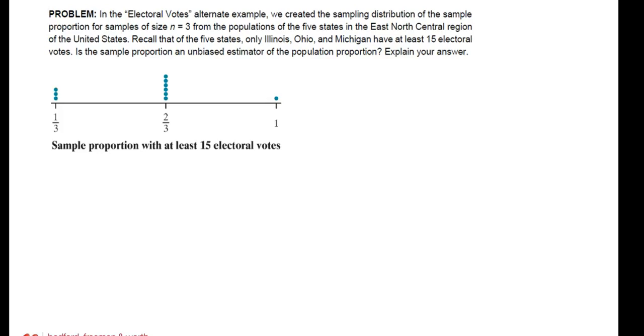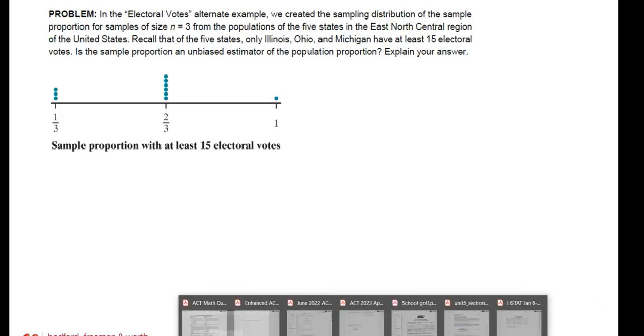Remember, we talked about the electoral votes the other day, or at least we might have. Sort of 3 states that have at least 15. This is called the sampling distribution of the data, in this case the delegate data: the sample proportion with at least 15 electoral votes. So is this an unbiased estimator? I don't know. Let's get our calculator out, right?